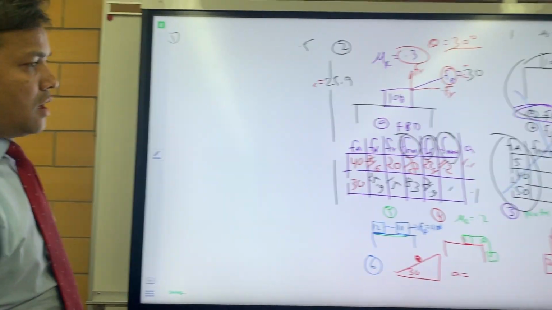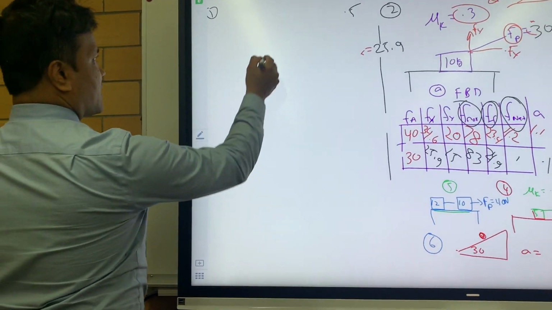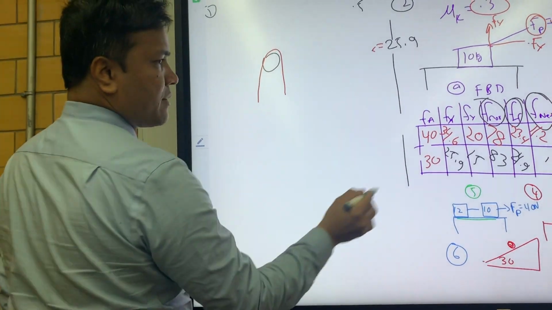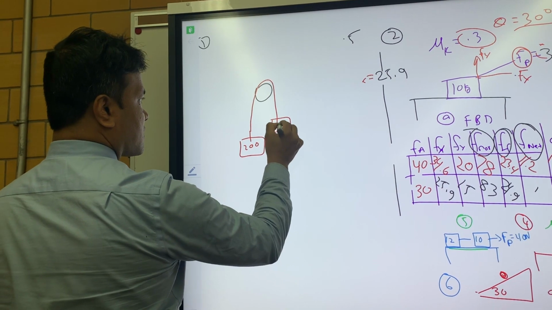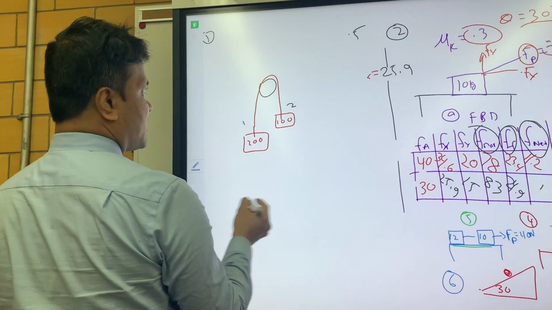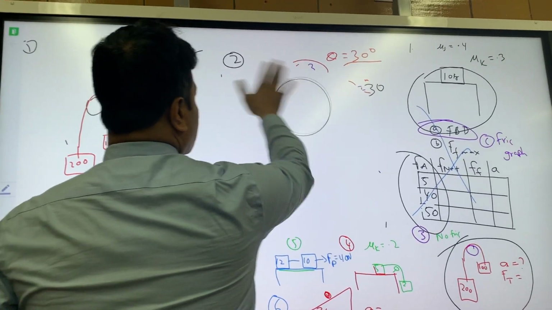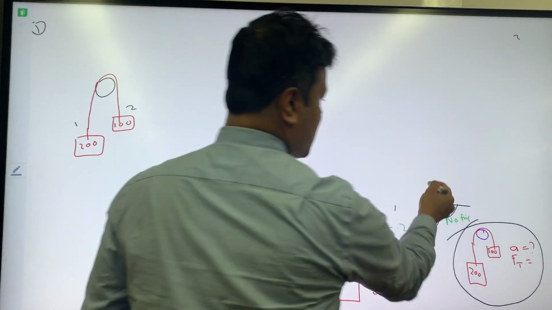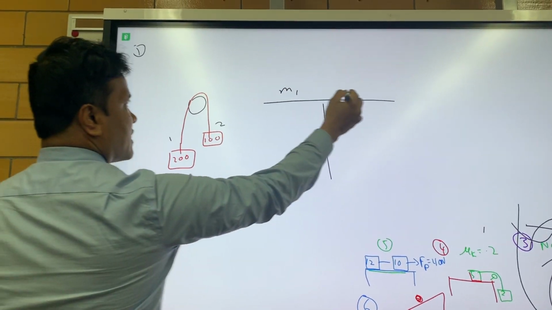Now I'm going to do only 2 more. Okay, now let's do the elevator problem. So now I'm going to put the elevator over here. I have the elevator set up over here. This is 200 and this is 100. Let's call this one 1 and this one 2. Alright, so let's do the force diagram first. I'm done with this one, so I can erase this. I'm actually doing problem number 3. Now I'm going to write M1 and M2.